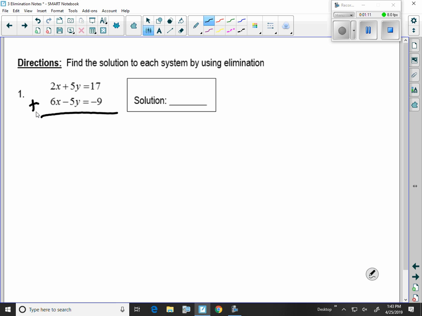2x plus 6x is 8x. If I do 5y plus negative 5y, what happens? Cancel. You don't need to write anything. Don't write 0y. It's just going to confuse you. And then 17 plus negative 9 is 8. Divide out 8, and we get x equals 1.